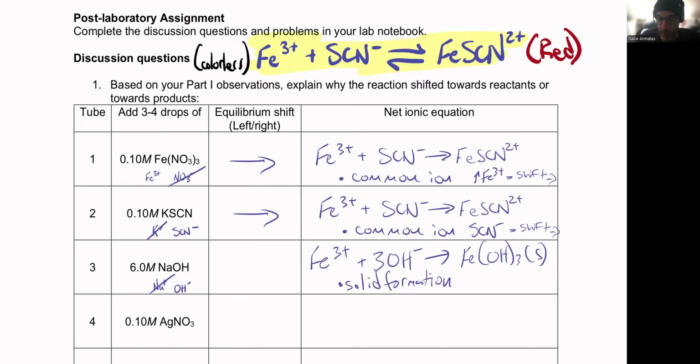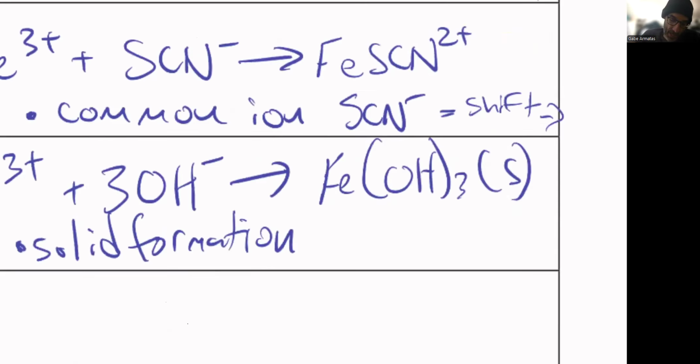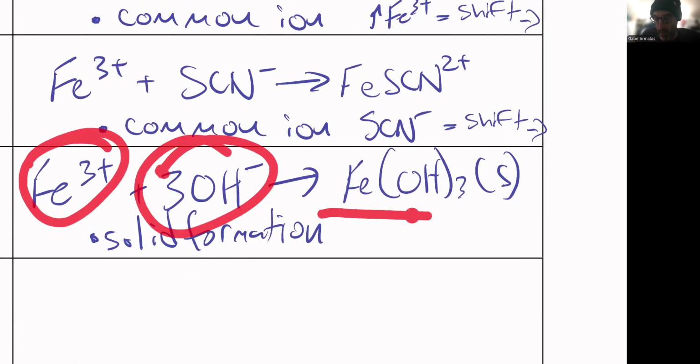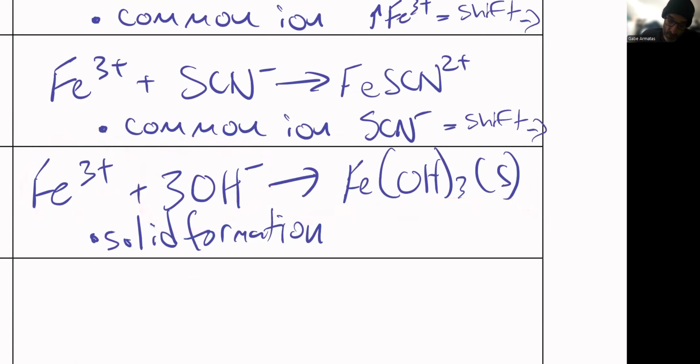But solid formation. So if we think about what's actually happening here, this reaction occurs. The iron finds the hydroxide that we put in, and it forms this solid. So ultimately, what this reaction is doing is removing the iron from solution because it turns it into essentially a solid.